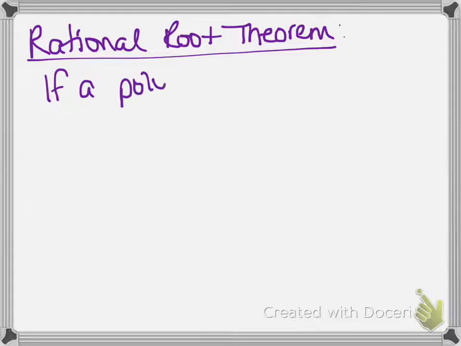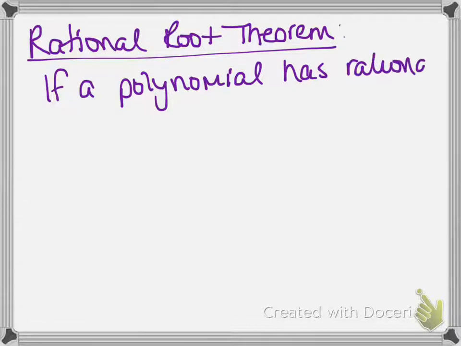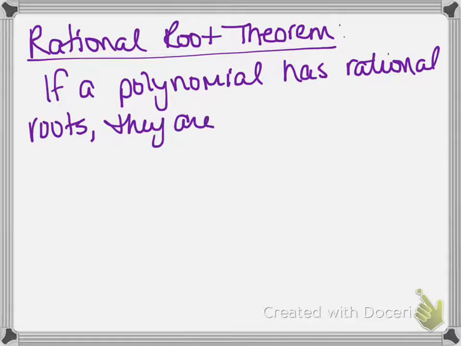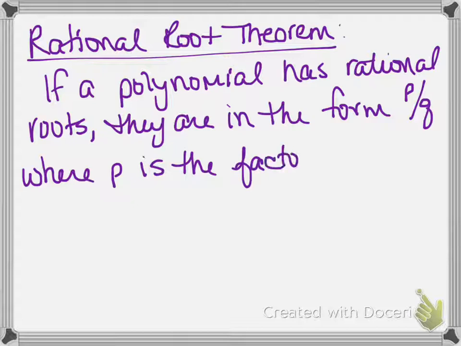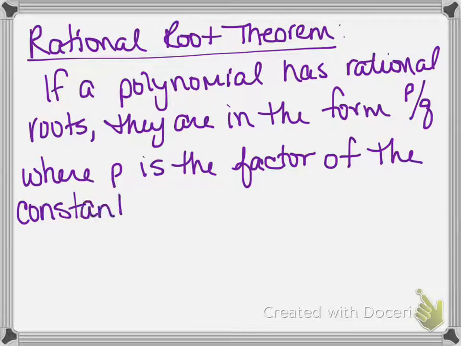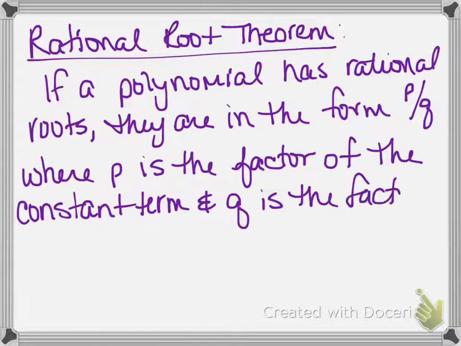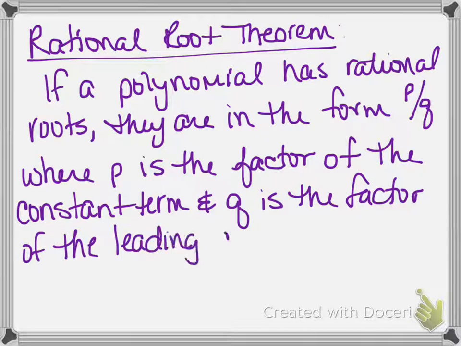If a polynomial has rational roots, they are in the form P over Q, where P is the factor of the constant term and Q is the factor of the leading coefficient.